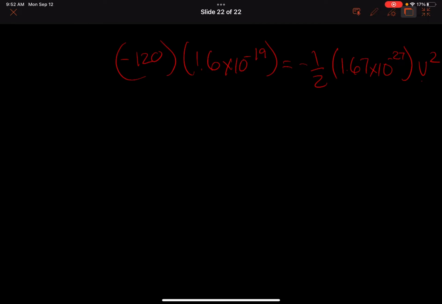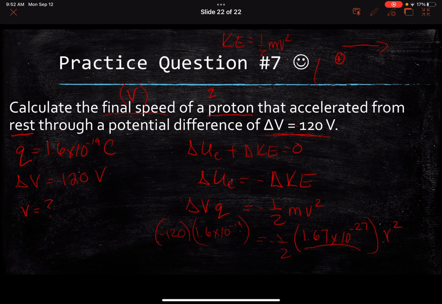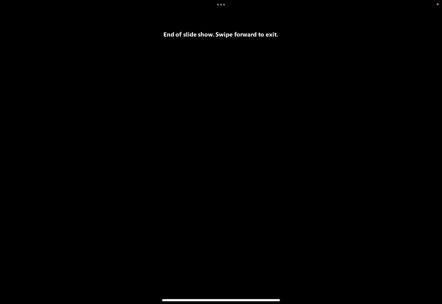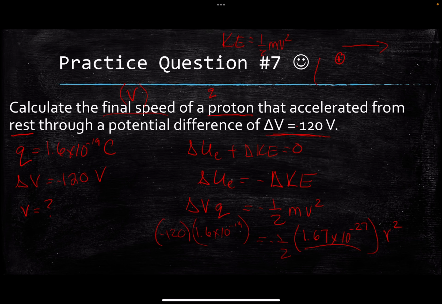So our negatives are going to cancel. We're going to bring this 2 up over here, and then we're going to divide out our mass. That way we isolate our v squared. At the very end, the last thing you should be doing in this question is taking the square root.